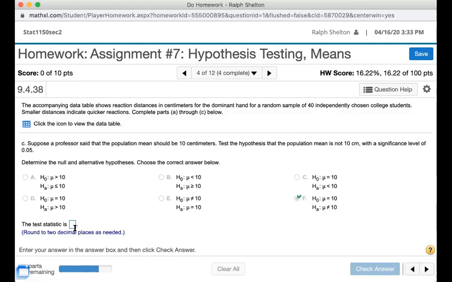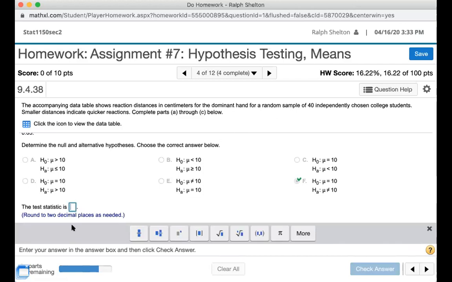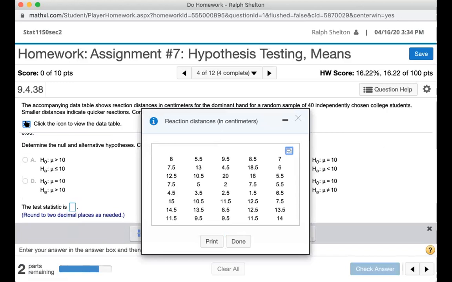The test statistic is, it wants to know the value of the test statistic. Okay. Remember we said it was a t-test. And we got our data here. Let's see. Put it in StatCrunch. Or did I write that down already? Maybe not. Maybe that was another.